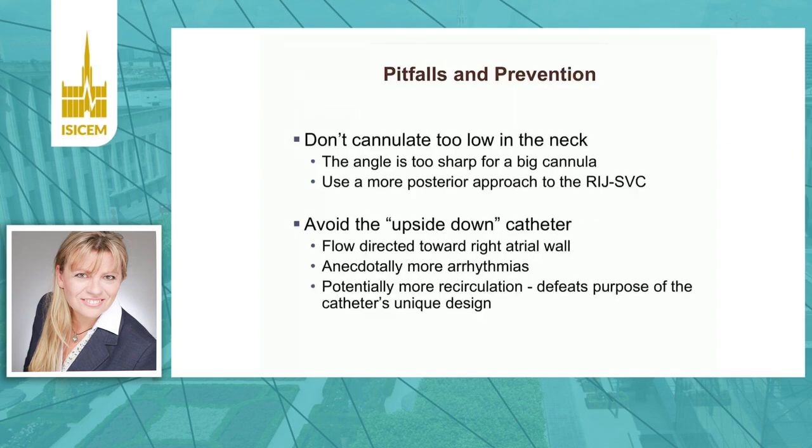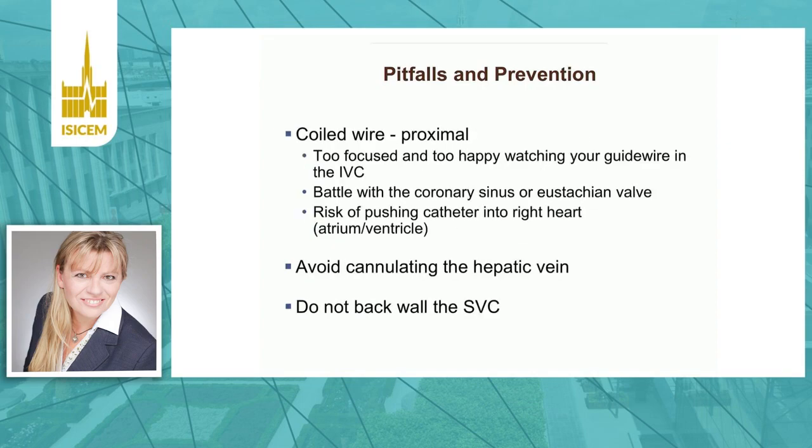So some take-home messages: don't cannulate too low in the neck, especially for the dual lumen cannula, if the angle is too sharp for the big cannula, and use a more posterior approach. Also avoid an upside-down catheter with flow directed toward the right atrial wall. Potentially there can be more recirculation in this situation, which defeats the purpose of the catheter in this unique design. Also, as we have seen, cannulating the hepatic vein should be avoided.